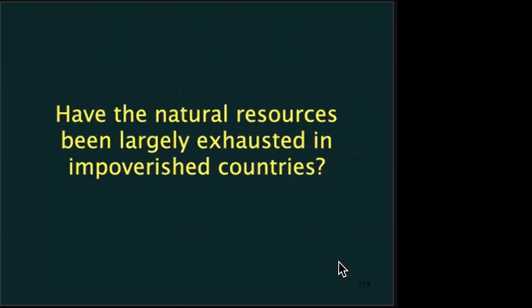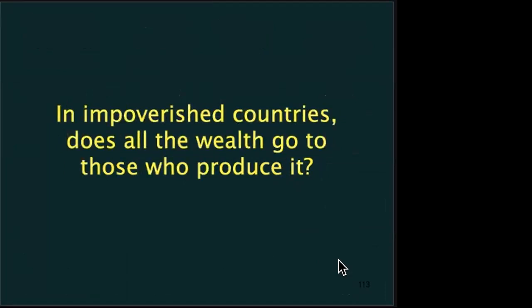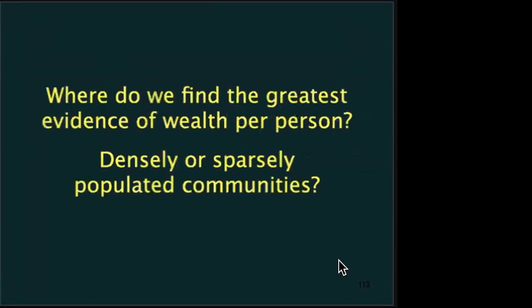So the question next is, have the natural resources been largely exhausted in these impoverished countries? Does all the wealth go to those who produce it in these impoverished countries? Where do we find the greatest evidence of wealth per person? Is it densely or sparsely populated countries or communities? I'm thinking about New York City, which is always a good place to come up with an example. Is it the city of New York where we find the most efficient production, or is it in the rural counties of New York State?